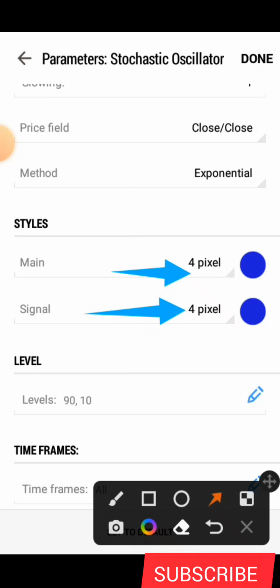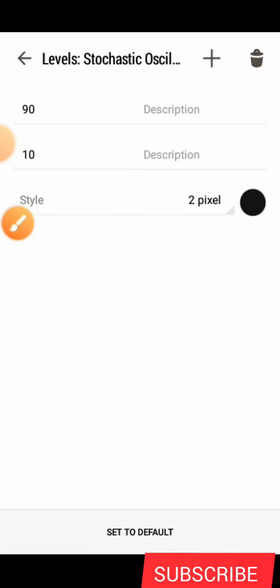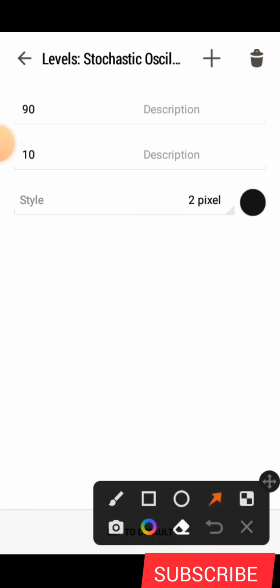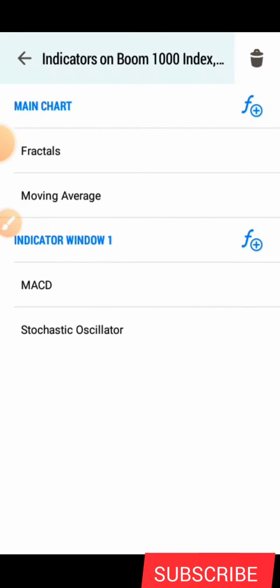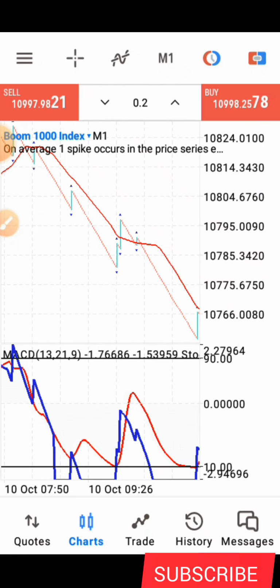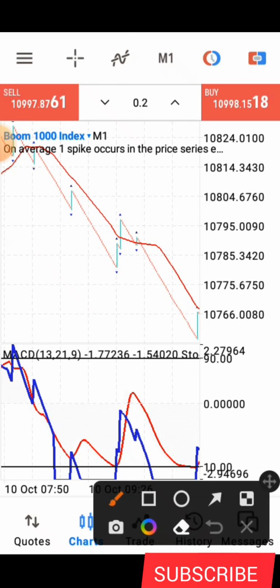Now the levels you can see right here, 10 and 90, right? You go inside so that you see it clearly. And these are the settings. I make this 2 pixel and the color is black, so that the line will show. This line, this is what I'm talking about. Let me show you. For those of you that don't know how to do it, this line here, so that it will show, the 10 and the 90 line.